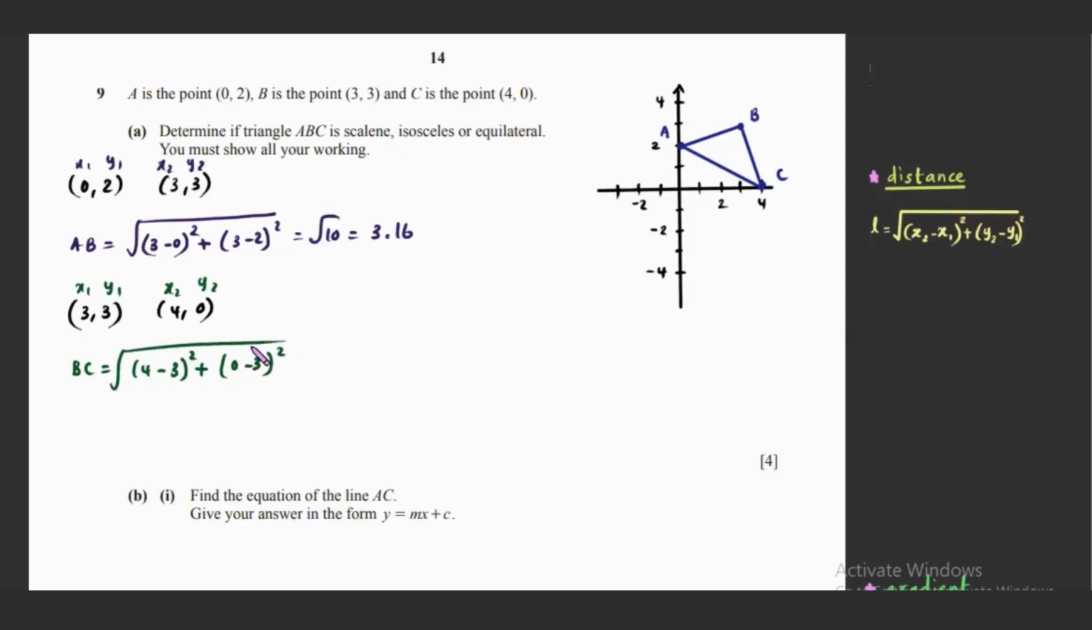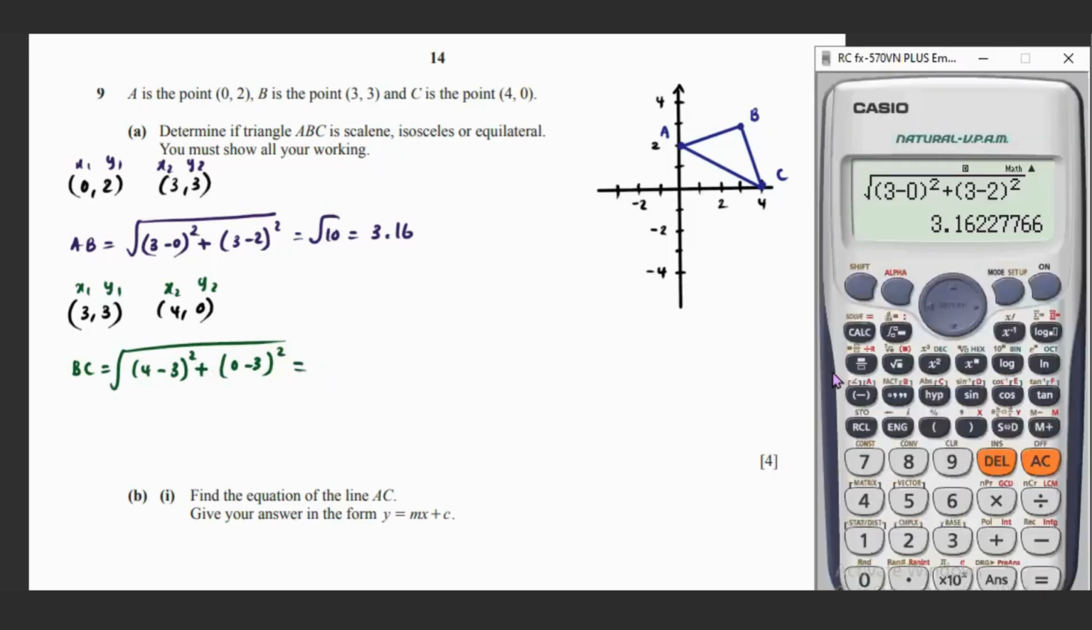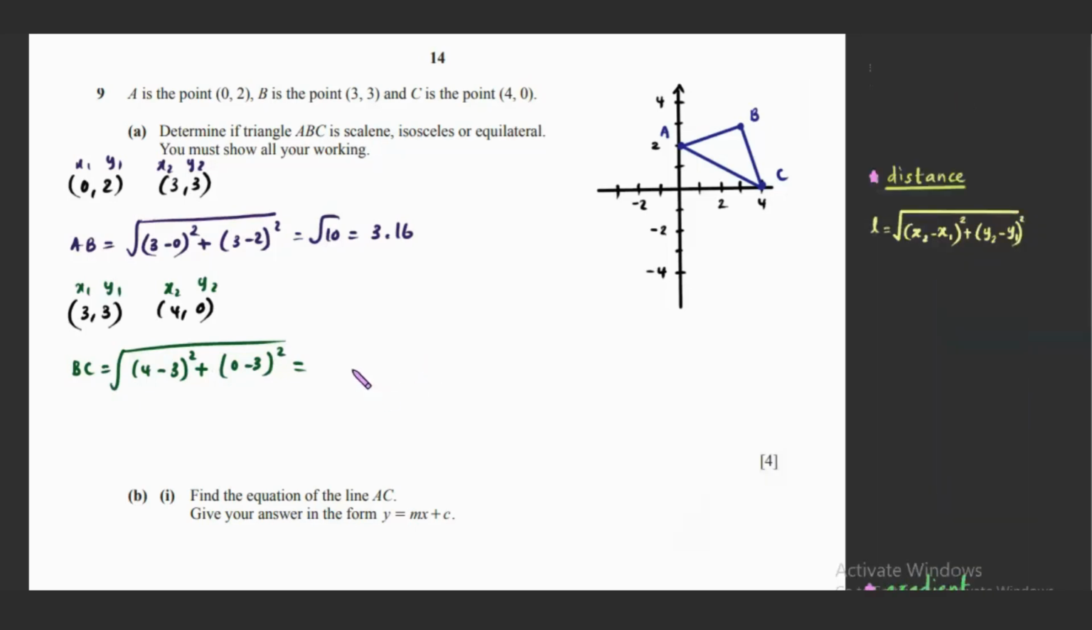So I'm going to put this in the calculator and see what we get as the value here. So square root, and I will rearrange this formula. So here it's going to be 4, and then minus 0 is going to be a 3, and then this 3 that we have here is going to be a 0, and then we have a 3. So this is equal to, again, square root 10, which is the same as 3.16.